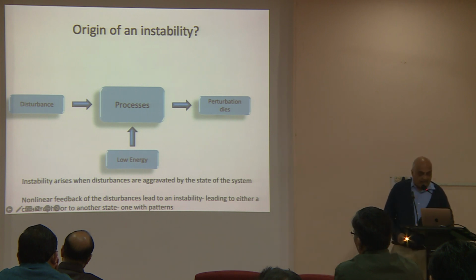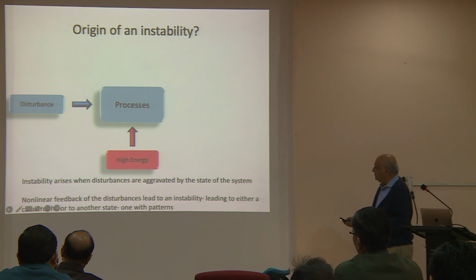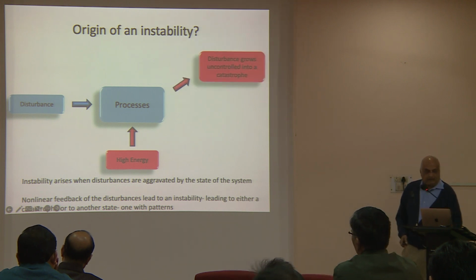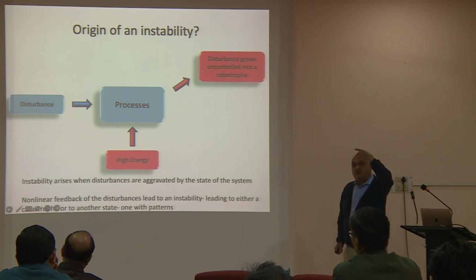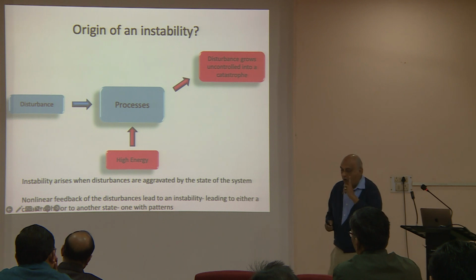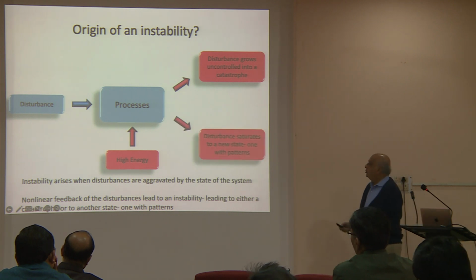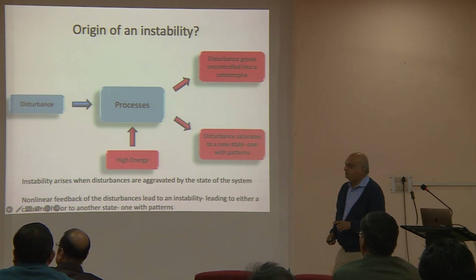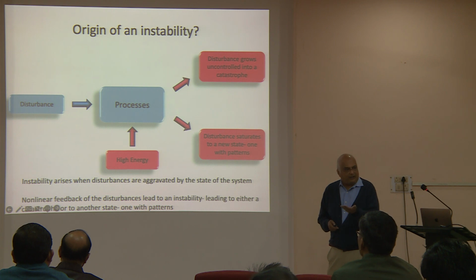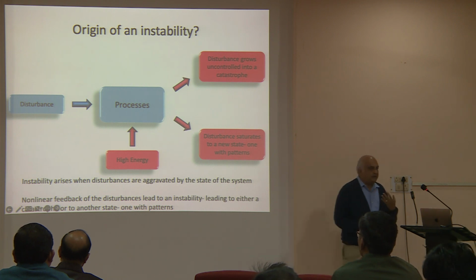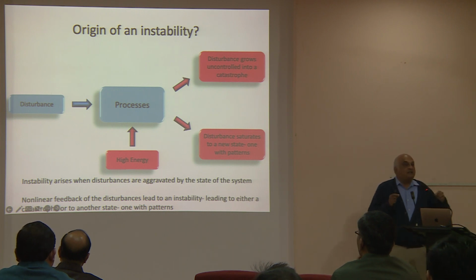But if I have a process where I have high energy input and I give a disturbance, then that process can lead to one of two things. The disturbance or perturbation can grow catastrophically, or it can grow into a new state. And we use the word, it can saturate to a new state. And the new state into which it saturates will have patterns. Okay? So it can either grow into a catastrophic situation, or it can grow and become a saturated state where you have patterns. So there's one of two possibilities, but that happens when the system is given high energy.